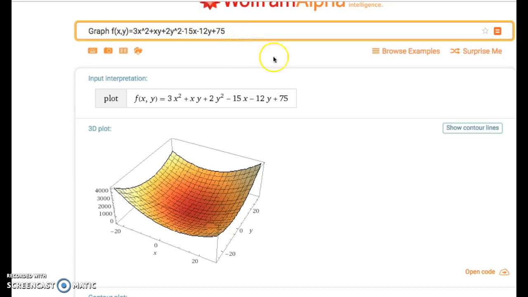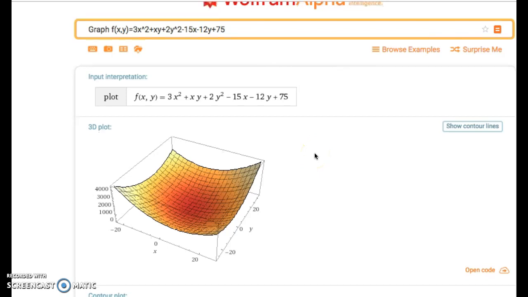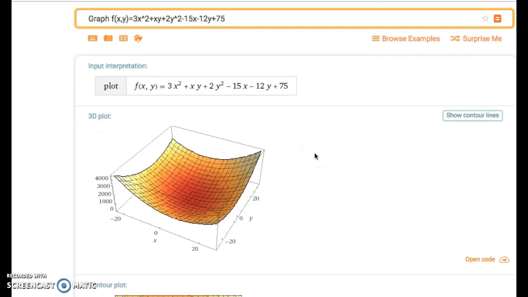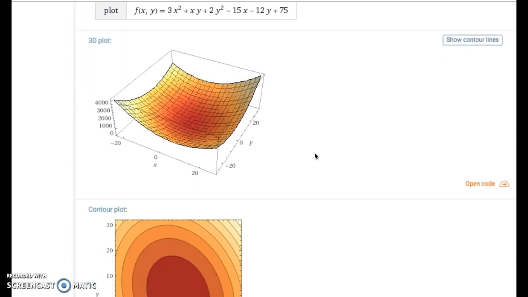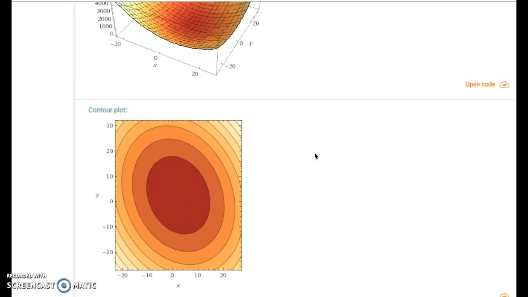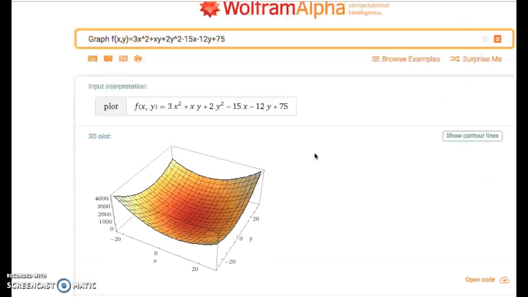The program will just plot this for you, and you can see here on the 3D plot that it looks like a kind of a bowl shape, and that means that the cost function has a minimum. So our cost is minimized for certain values of x and y. The contour plot confirms that for maxes and mins. This is what you would expect to see.